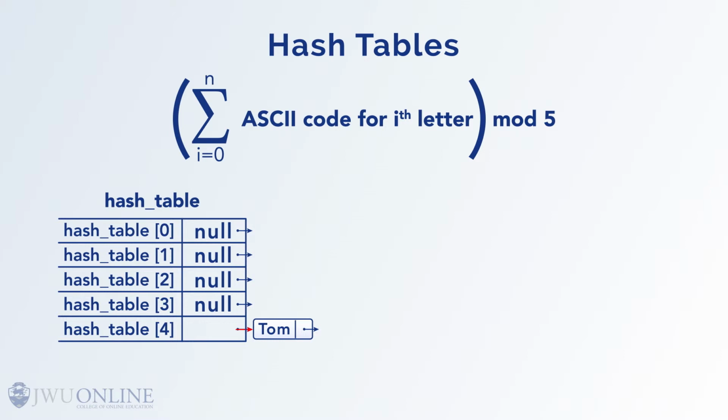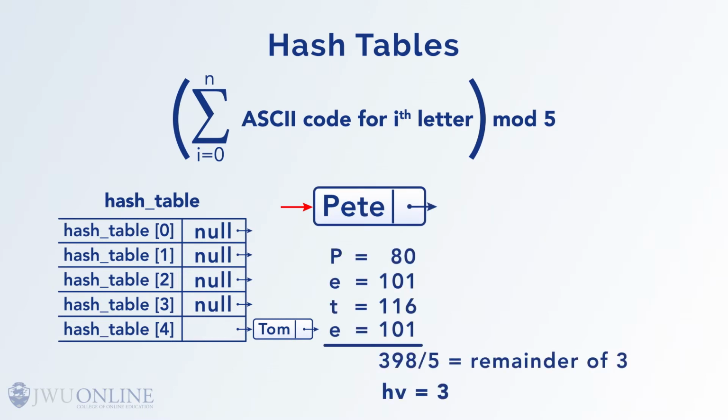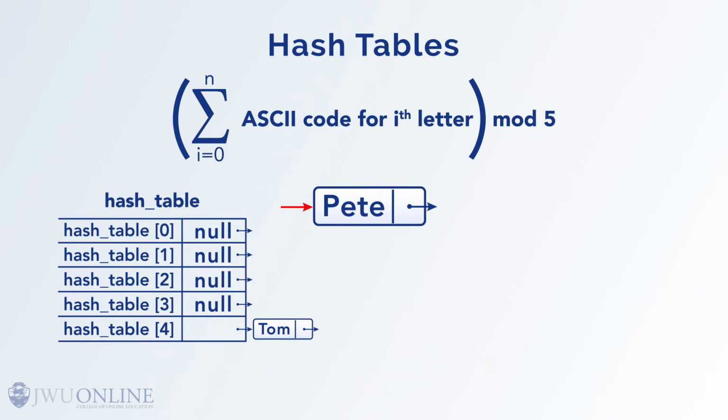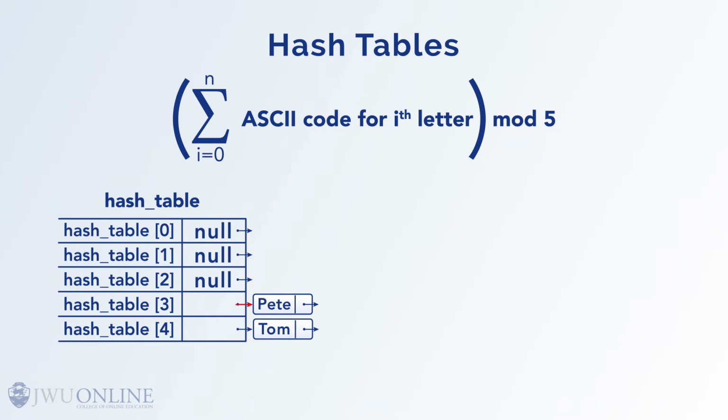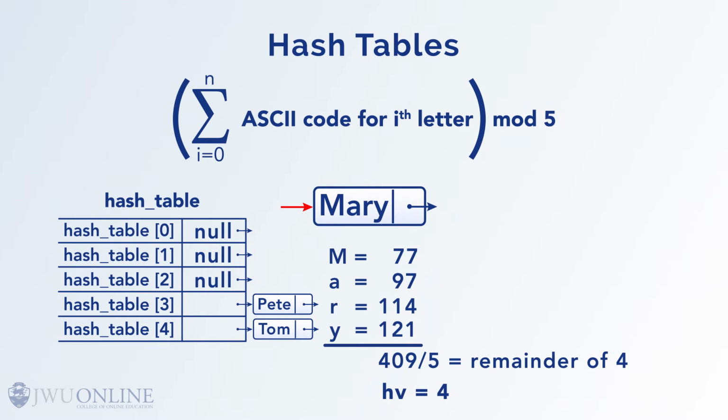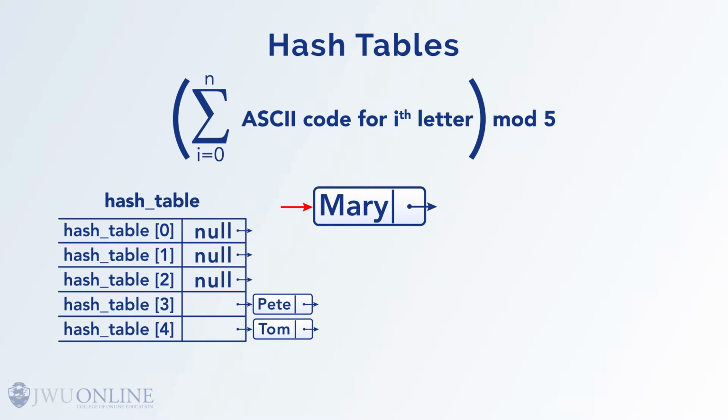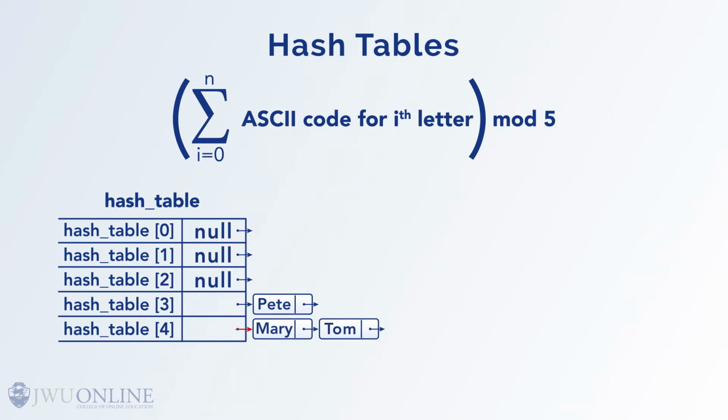Now let's do the same thing for the name Pete, which yields a hash value of 3. Like the Tom node, the Pete node is the first element in the chain at hash_table sub 3, so just add him in. Now let's try Mary. This hash value turns out to be 4. This means that when I go to add Mary, I will see that the Tom node is already there. And so I will insert the Mary node before the Tom node since they need to be alphabetical by first name, and we wind up with the updated chain of 2 nodes shown here.